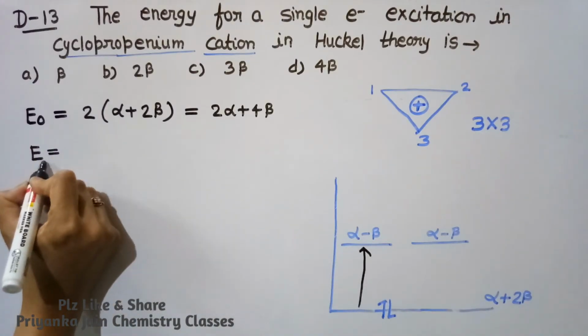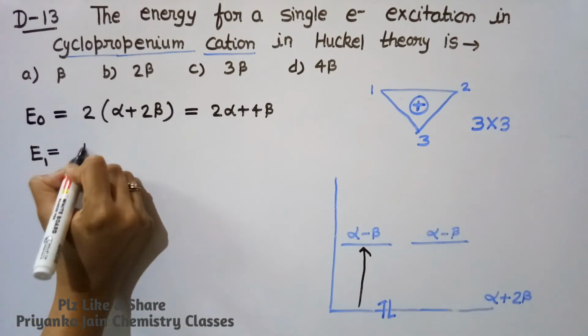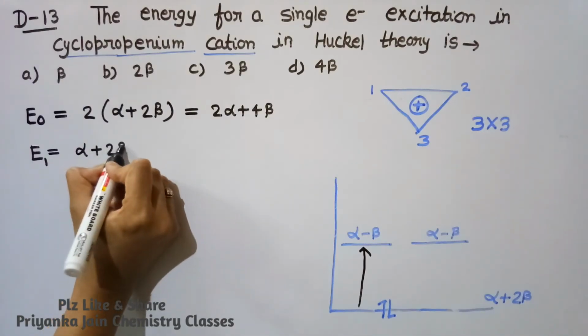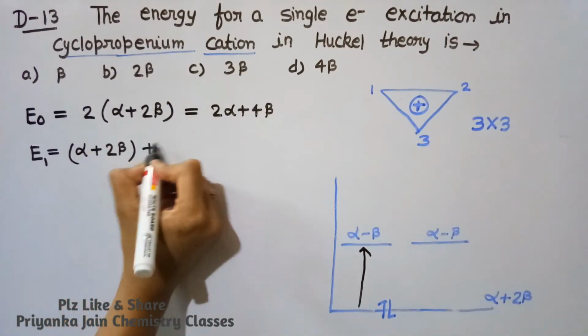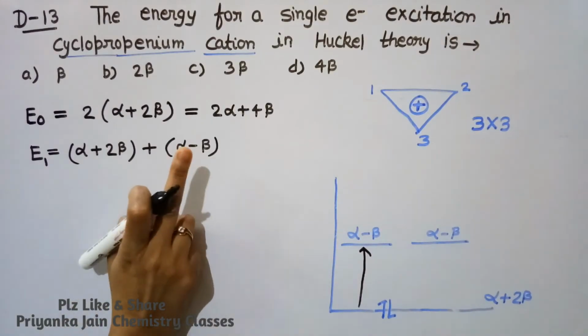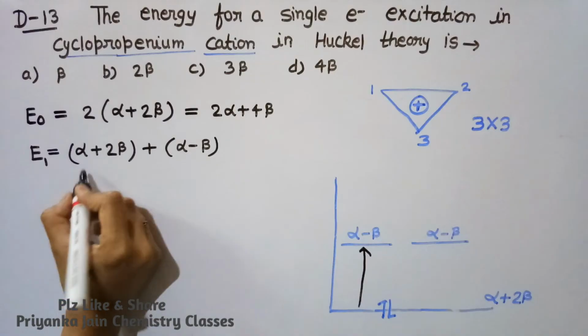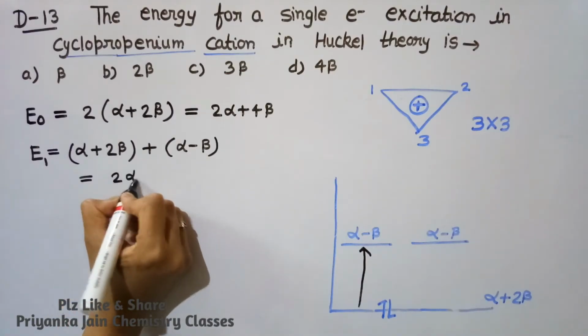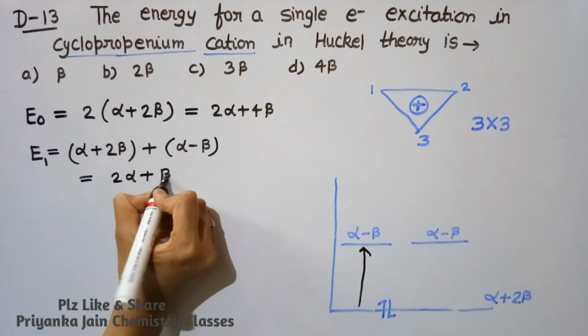So now the energy of the excited state will be alpha plus 2 beta plus alpha minus beta, because one electron is now in the alpha minus beta level. So this will be equal to 2 alpha plus beta, right?